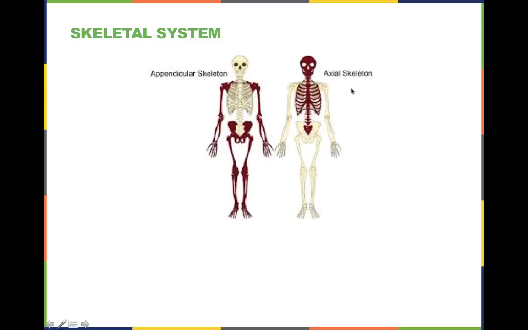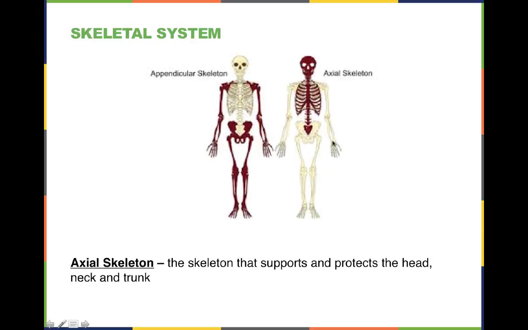Now, the skeleton is divided into two parts. The first part, shown on the left here, is the axial skeleton. The dark here is the axial skeleton. The axial skeleton is the central aspect of the skeleton, and it supports the head, neck, and trunk. And this is the axial part.